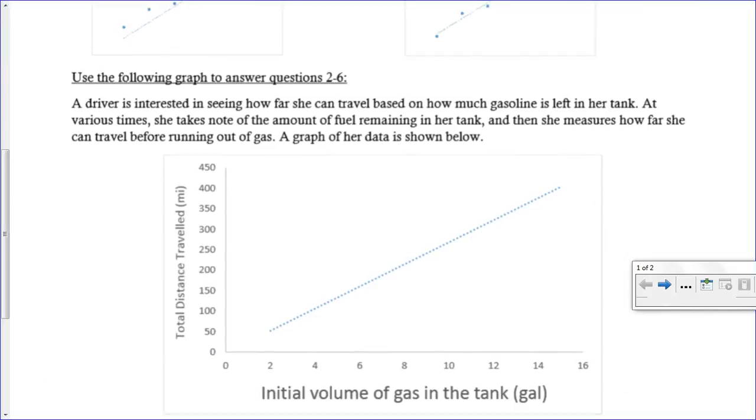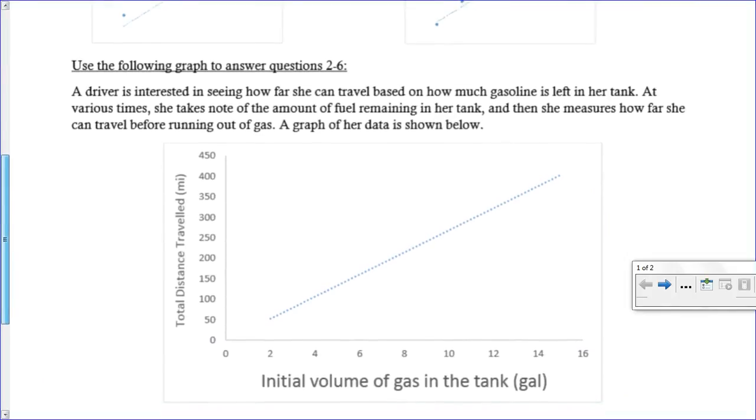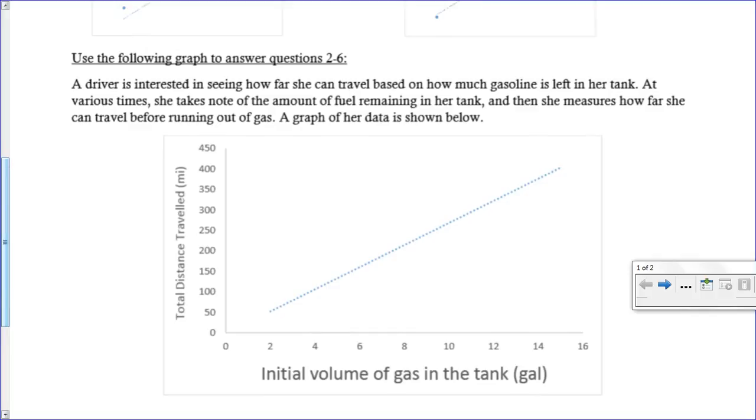Down here, looking at the problems on the bottom, they're all relating to this graph here. What it says here is there's a driver, and she's trying to figure out how far her car can go dependent on how much gas is left in the tank. So basically she looks at her gas tank and sees how much gas is in there, and then she maybe uses that trip meter to see how far she can go before she reaches empty. Based on that, she collects some data here based on how much gas is in her tank and how far she goes before running out of gas.